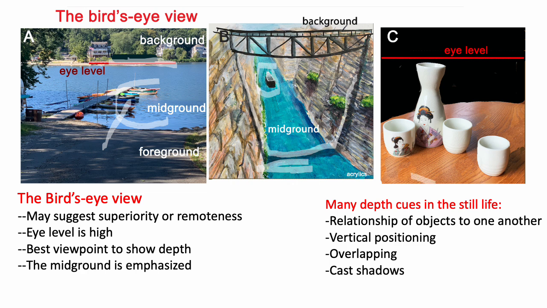In this still life, we see depth cues that are mostly absent in the previous still life I showed you. We see the relationship of objects to one another. We see their vertical positioning, cups overlapping the carafe, and cast shadows from one object touching another.